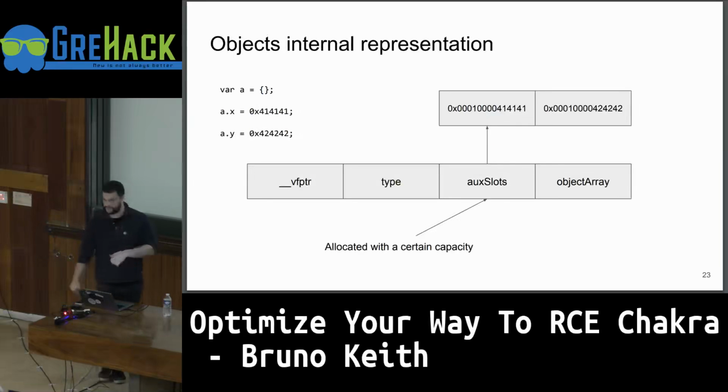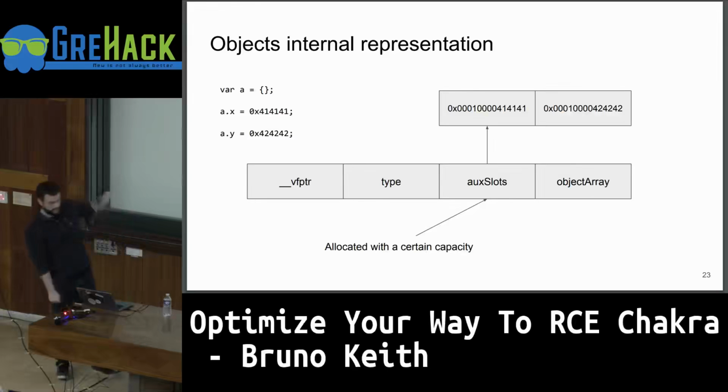So in Chakra, that's what it looks like in memory. We have an object A, assign 2 properties to it, X and Y. And if we look at the memory layout of that object, we have this thing. So the first thing is the virtual table pointer. Then we have the type. And then we have this field called auxSlots, which basically is a pointer to a contiguous memory region that contains the property values. Of course, that buffer is allocated with a certain capacity.